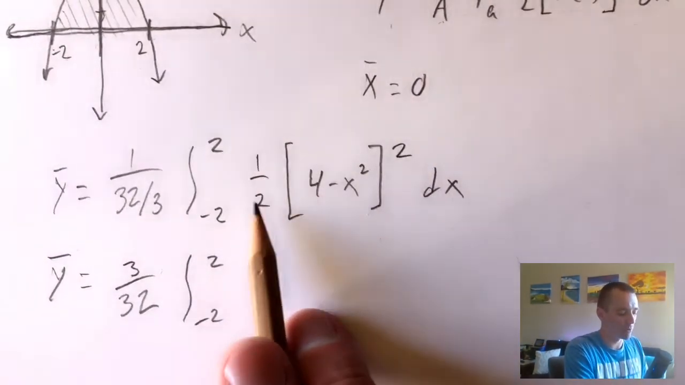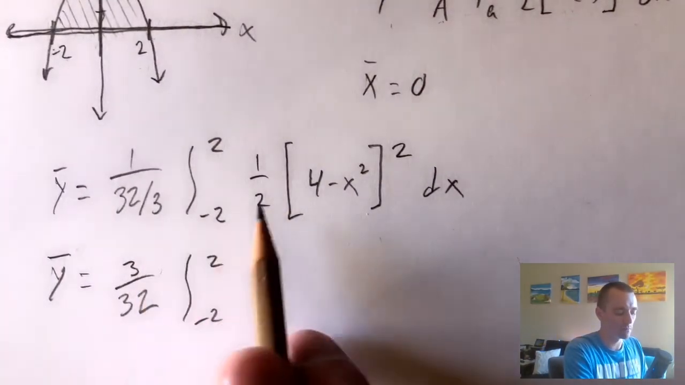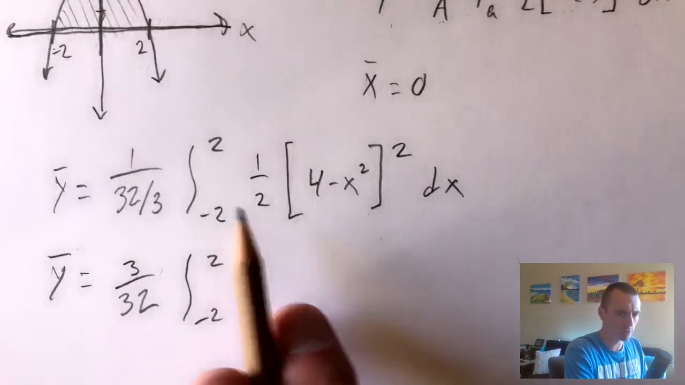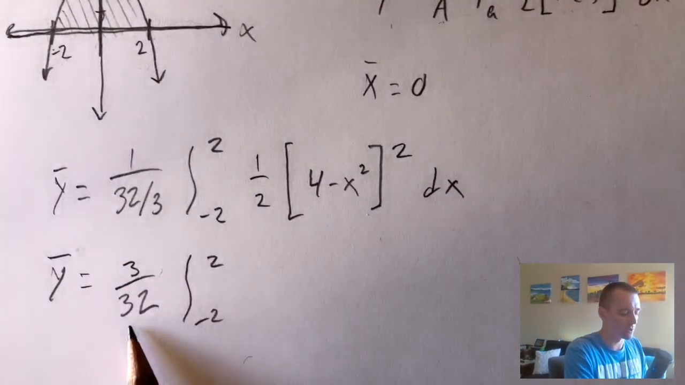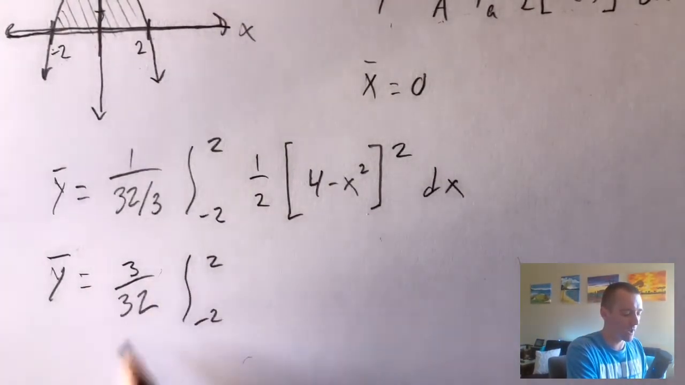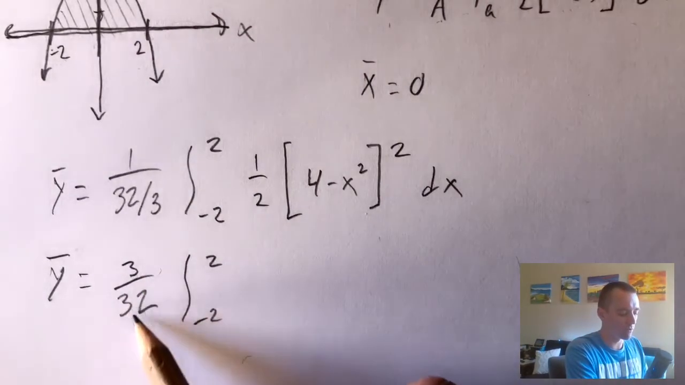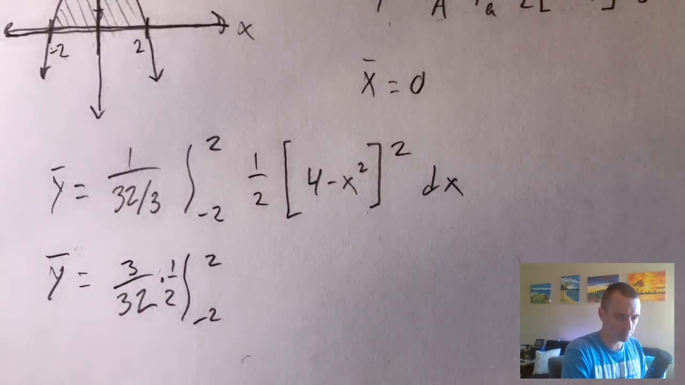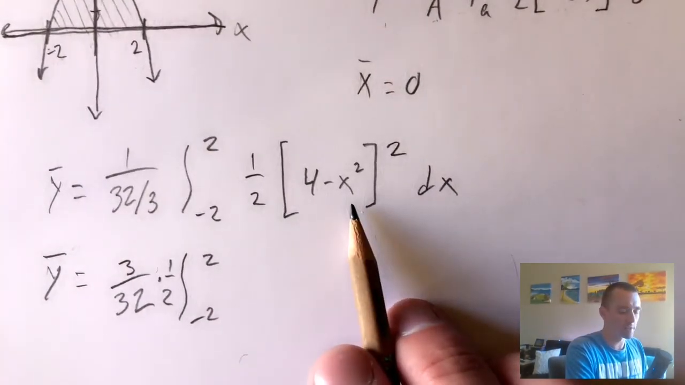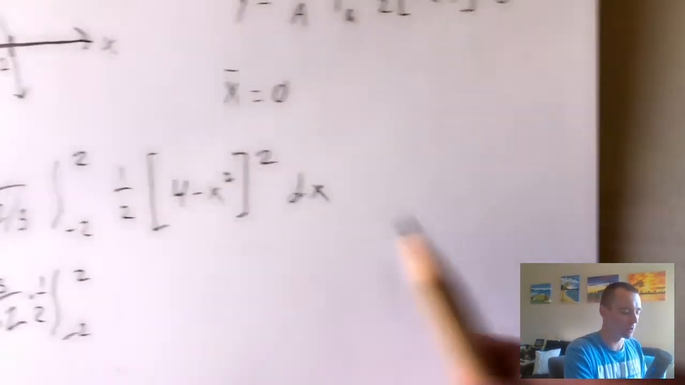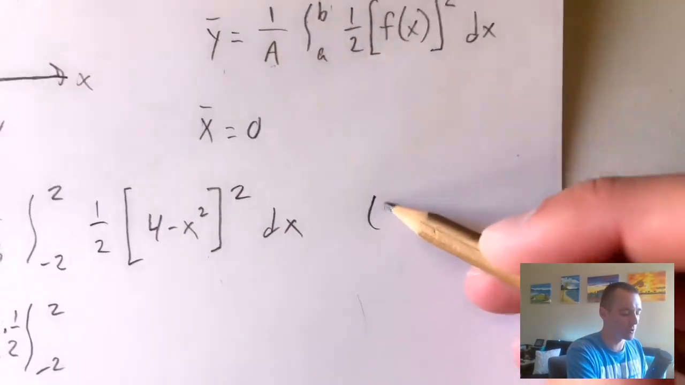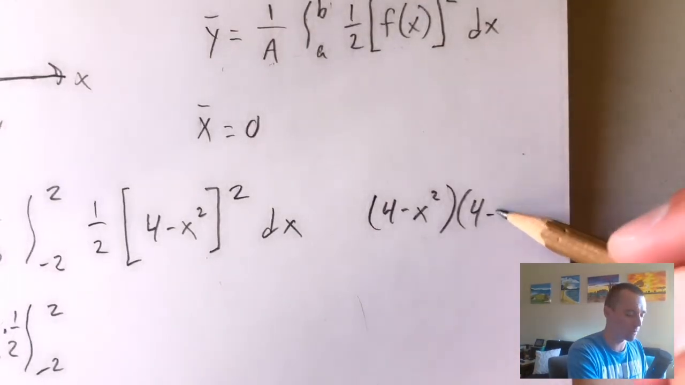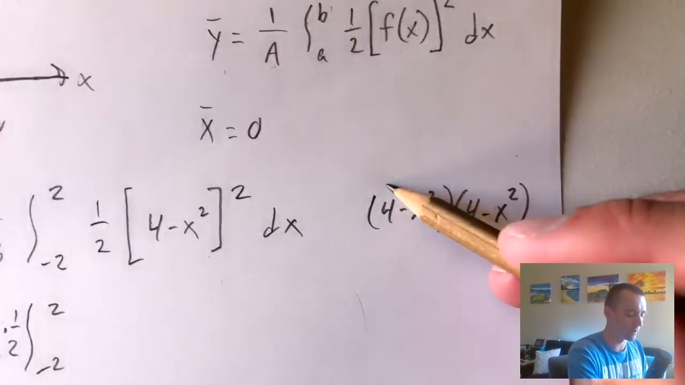This 1/2 we can actually bring out of our integral because it's just a constant being multiplied by this whole thing. So if we pull that out, we multiply this by 1/2. So 3 over 32 times 1/2 will be out in front. Then we'll have 4 minus x squared all squared, which you want to be careful with. You want to make sure that you treat this as 4 minus x squared times 4 minus x squared, which means we're going to have to FOIL this out.